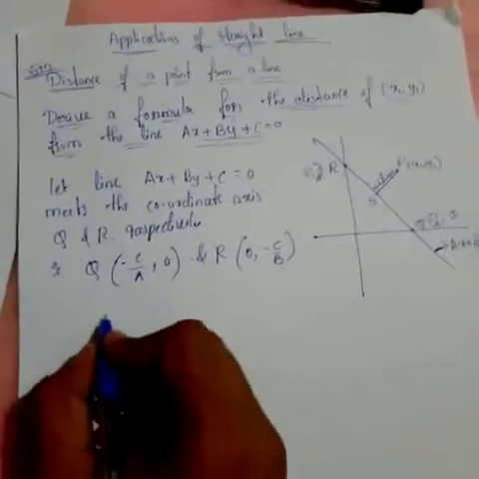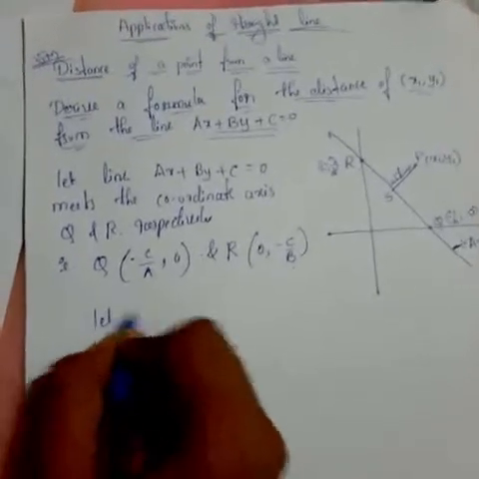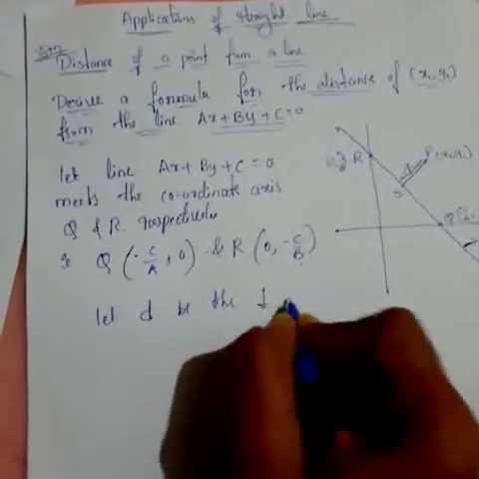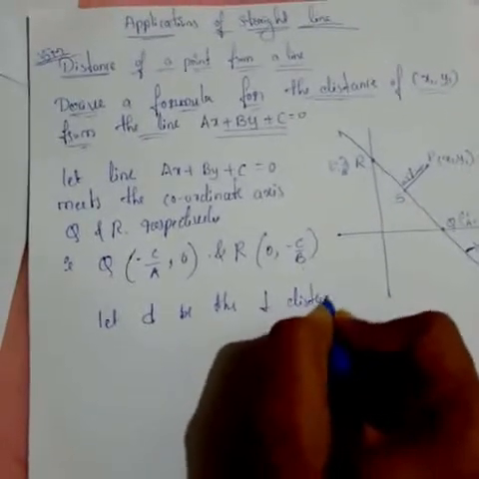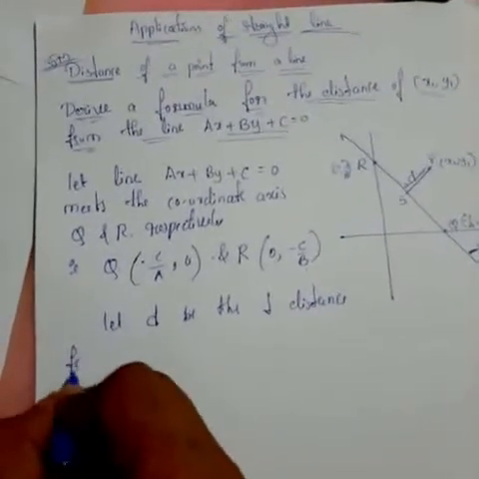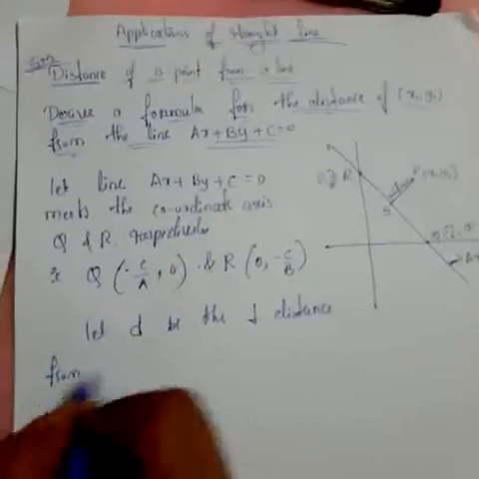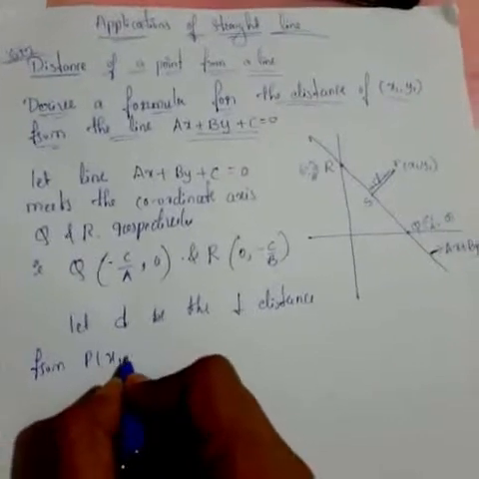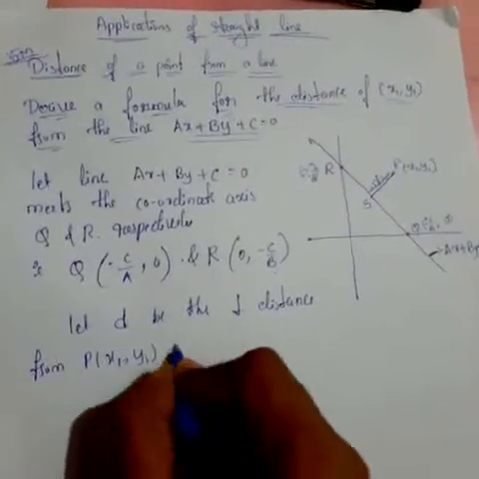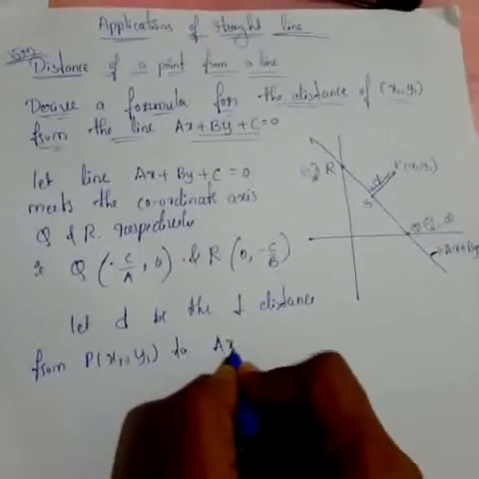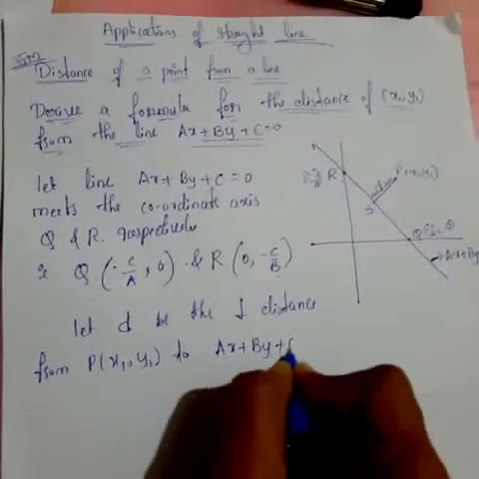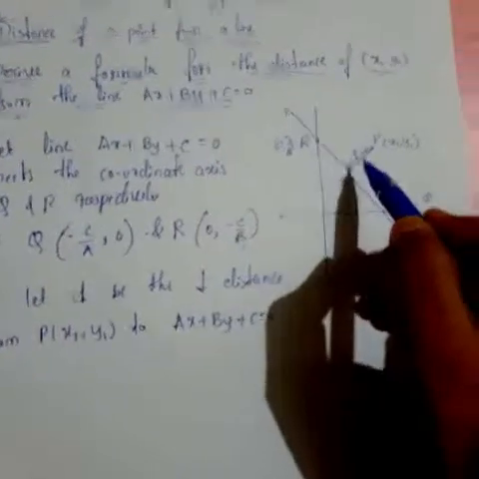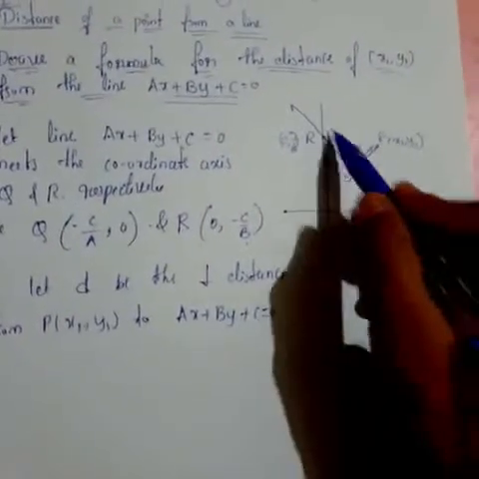See here, let d be the perpendicular distance from P(x1, y1) to the line ax + by + c = 0. The main concept of this derivation is we have to find the distance from this point to this line.